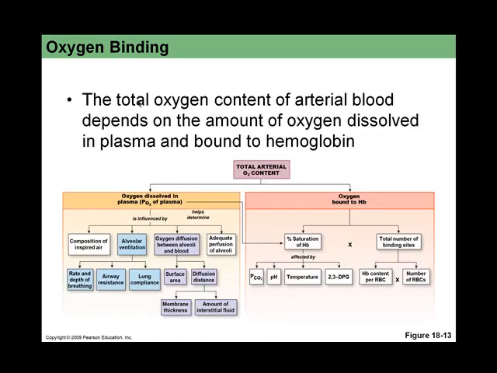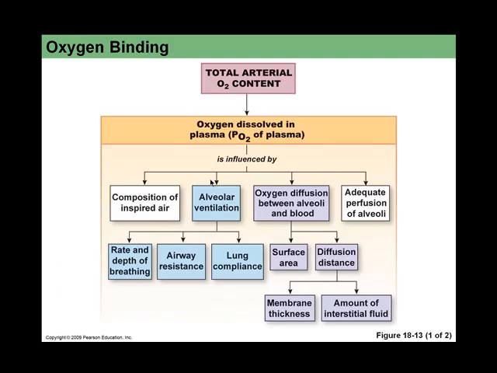Okay, let's think of oxygen binding now and the total oxygen content of arterial blood in that context, and see that it depends on the amount of oxygen dissolved in the plasma and bound to hemoglobin. So I've obviously been making this point as we've gone along. So we're going to think of total arterial oxygen content in these two terms. We'll look at the dissolved first and then this as we zoom in, but these are simultaneously ongoing, as you know.